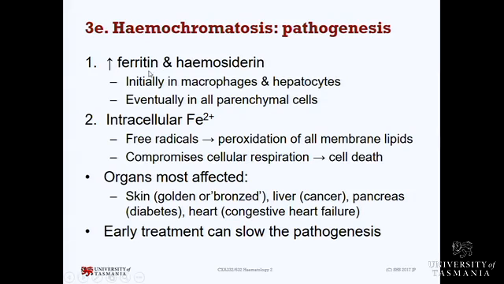So these are the two ways that iron is initially stored. But what then happens is that when the ferritin stores in the cell are replete, when the hemosiderin is replete, the cells still allow iron to enter them, and it just stays as free iron ions within the cell. And this is where the damage happens, because they become free radicals. In the presence of oxygen, they are able to generate superoxide and other free radicals, and this causes peroxidation of all membrane lipids.